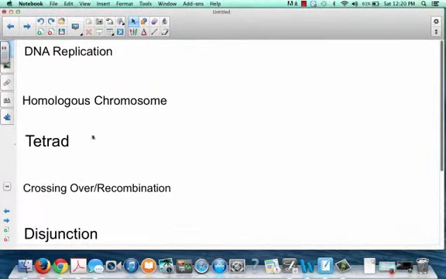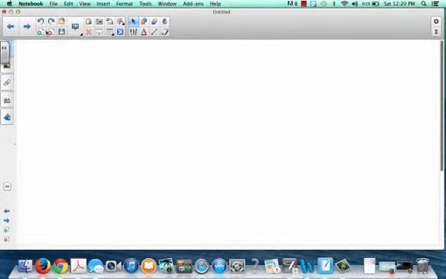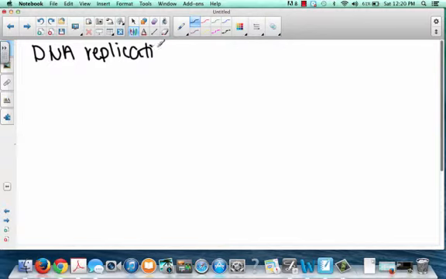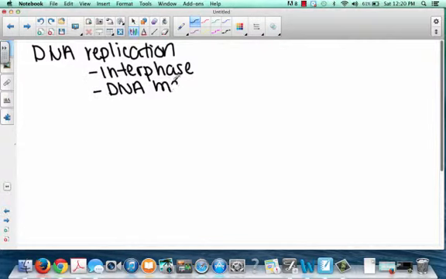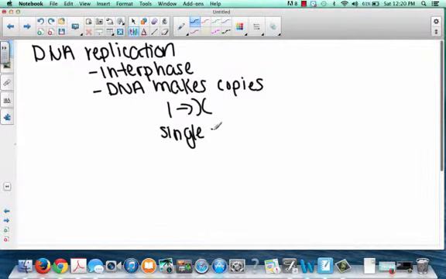Okay, so we're just going to review the words that we will use today. We're going to start with DNA replication. Just to remind ourselves, I would actually flip your sheet over to the back, if I were you, and make a long list. DNA replication. We know what happens in interphase, and we know it's when DNA makes a copy of itself. It's when it goes from a single chromosome to a doubled chromosome.